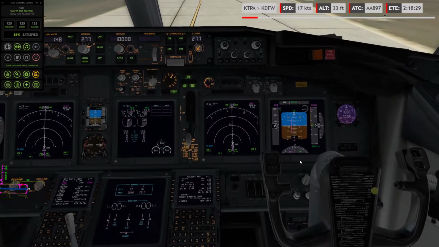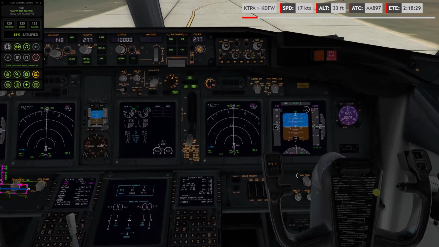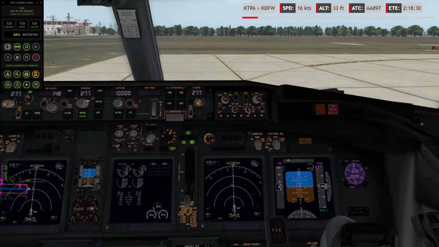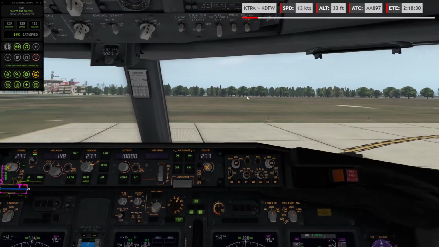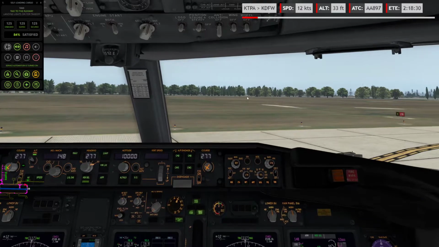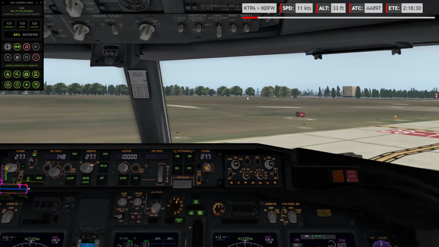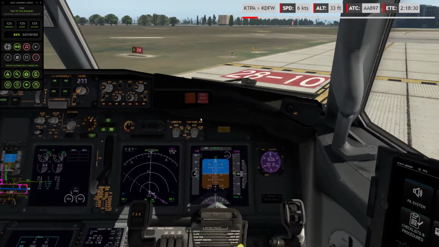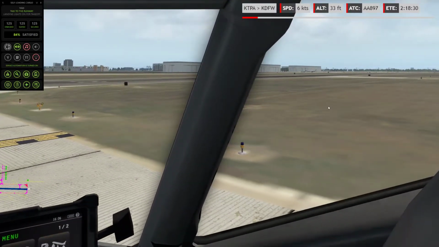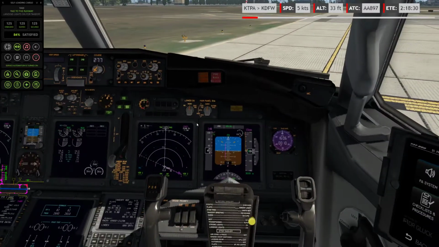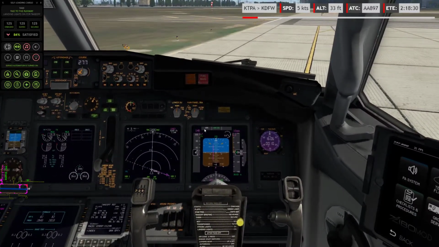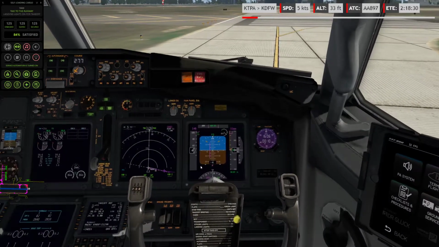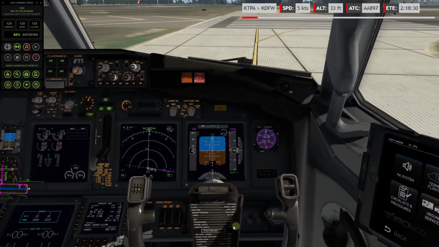Transponder, we can set that to TARA. There we go. And make a right turn here. And cabin is secure, nothing on the TCAS. Runway is clear, approach looks clear. Let's line up on the runway. Strobe light is on. Landing lights will be coming on very soon.